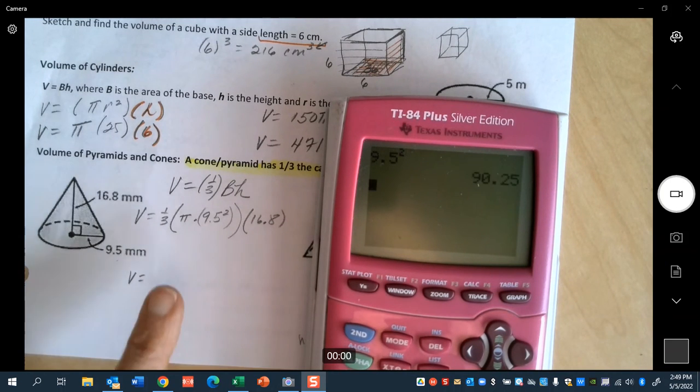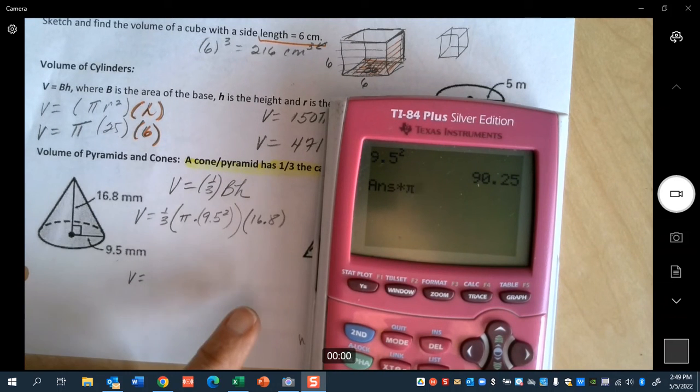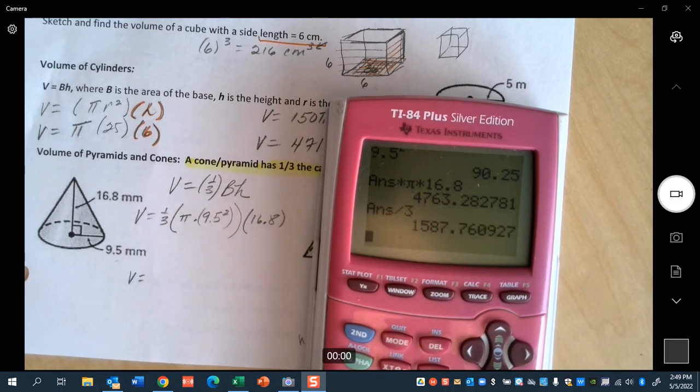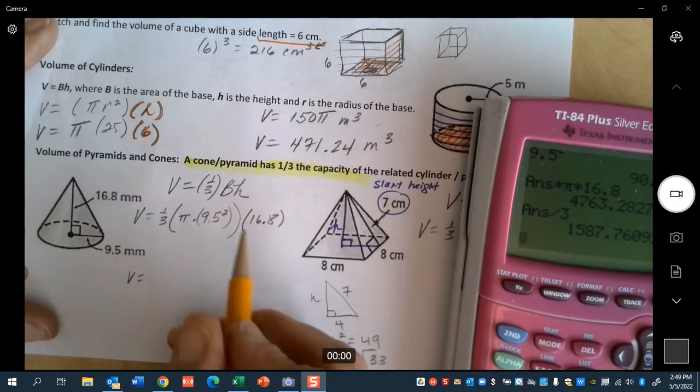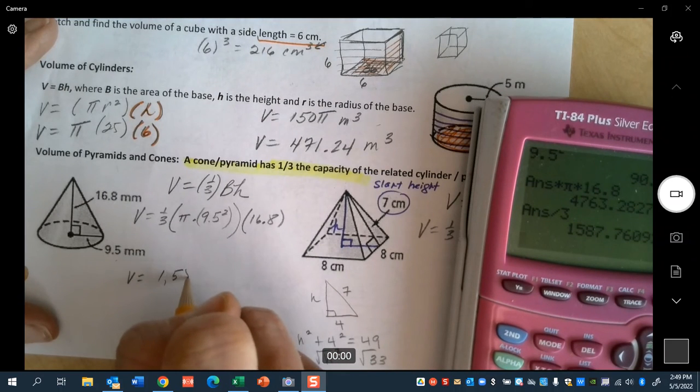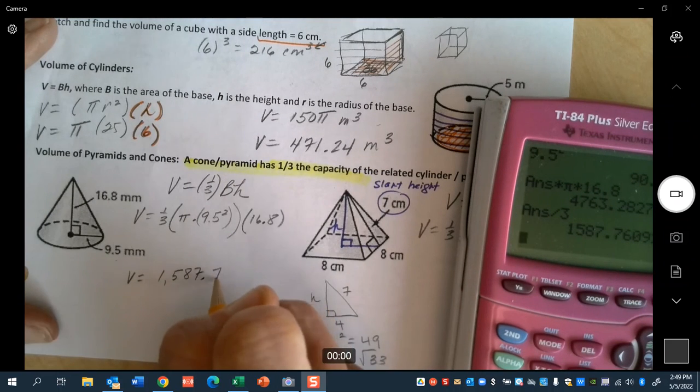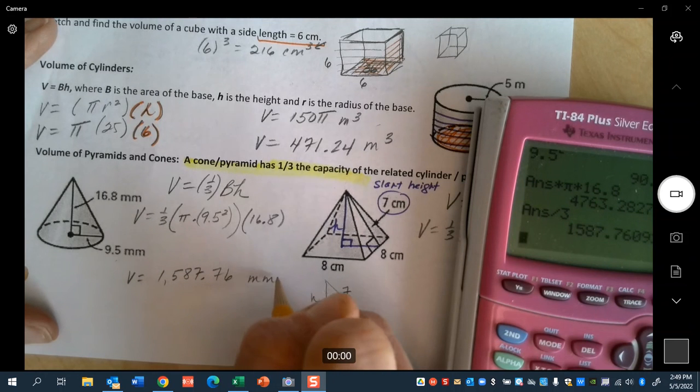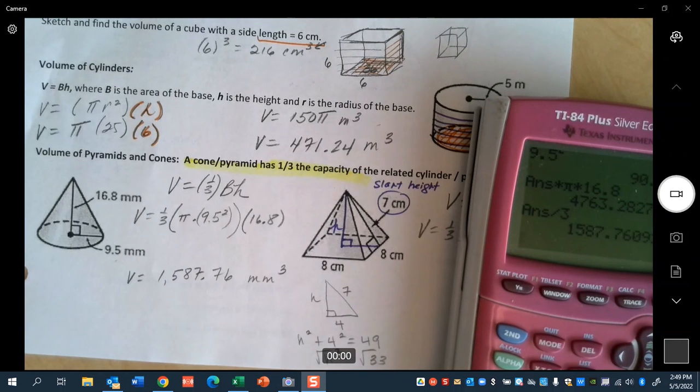9.5 squared, and I'll hit enter to get that in, times pi times 16.8 divide by 3. For that volume, did you get 1,587.76 cubic millimeters? I see some head nods, so we're good.